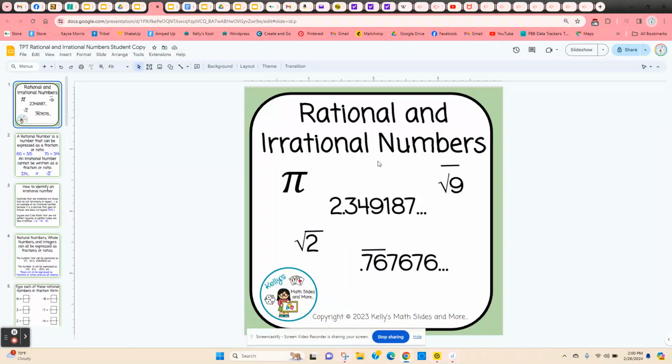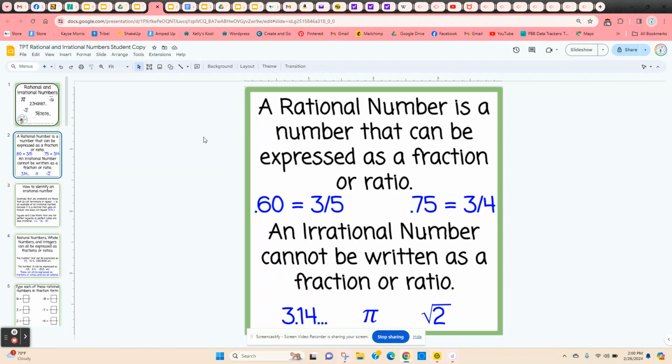Rational and irrational numbers. This is a digital lesson, and the lesson starts with explaining to students that a rational number is any number that can be expressed as a fraction. So these decimals are rational because they're equivalent to fractions. These three at the bottom are irrational.